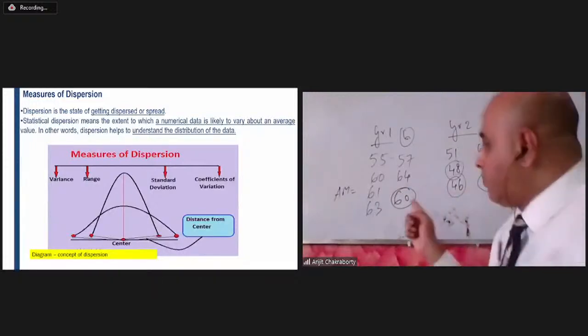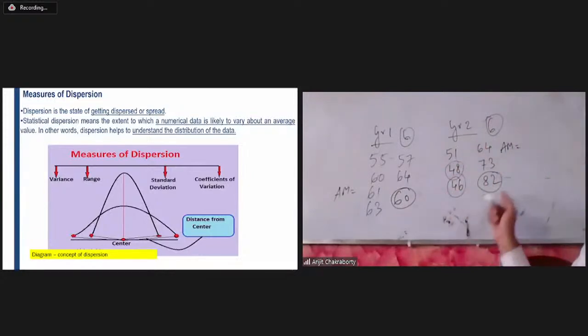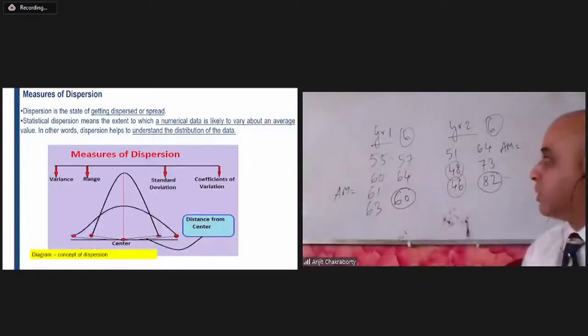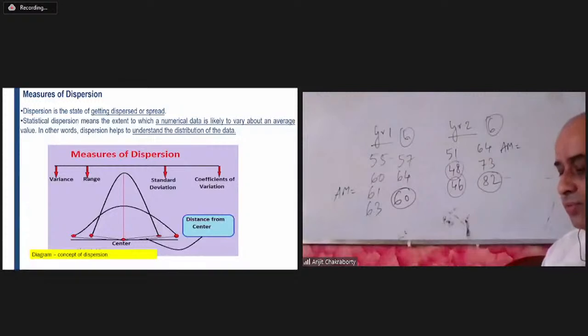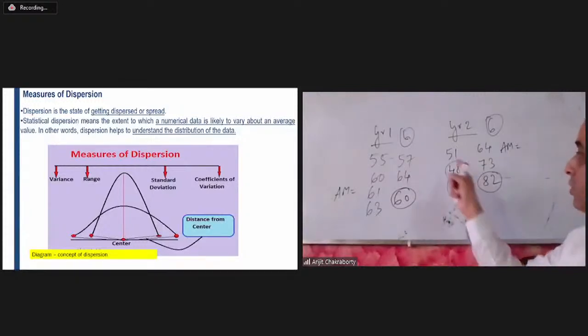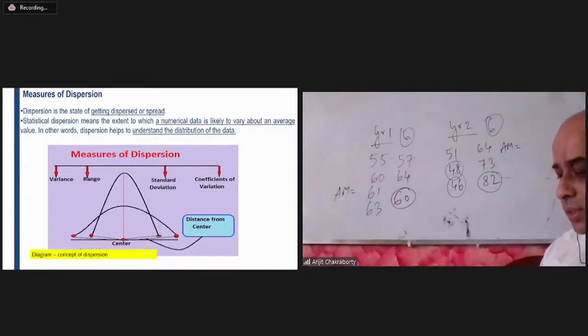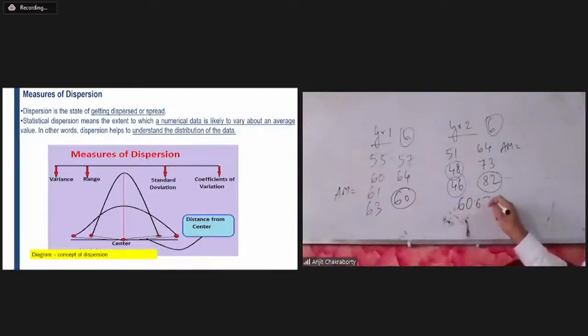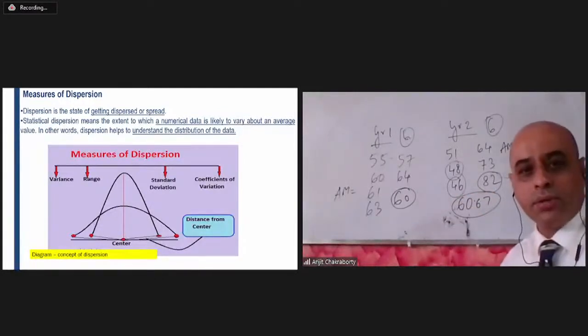Okay, now let us find out the mean of the second set of numbers. So we have 51, then 48 plus 46 plus 64 plus 73 plus 82, divided by 6. It comes to 60.67. Please note carefully.